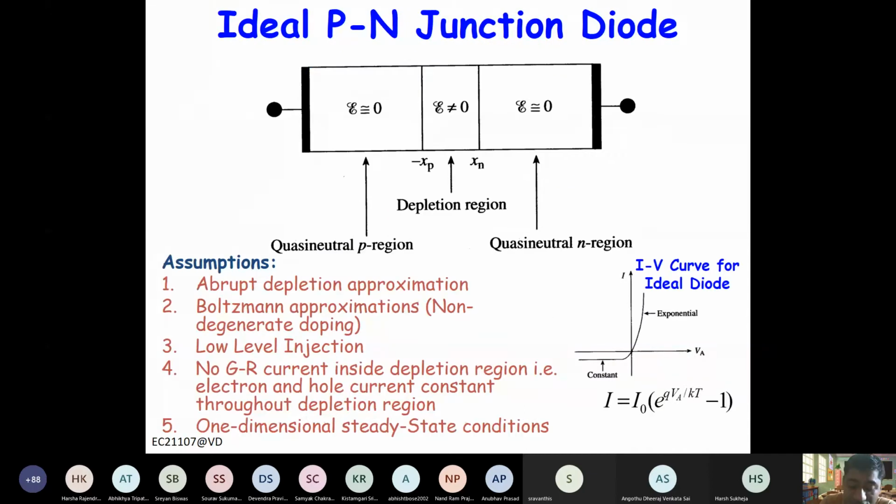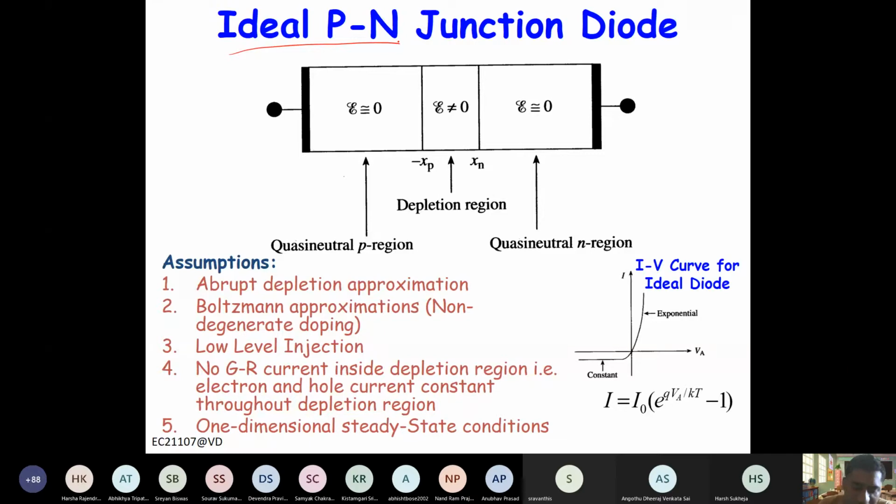Now when we want to discuss the ideal PN junction, what will happen when we combine these two together? So we have got an overview, right? Now let us try to get a quantitative picture. Can we derive the equation for the IV curve? So let us begin with an ideal PN junction.